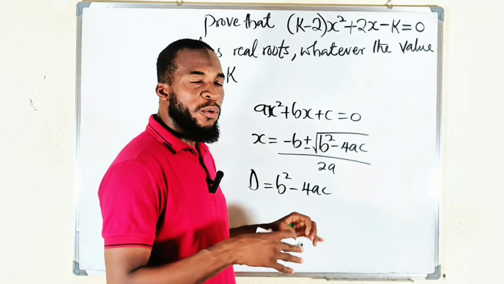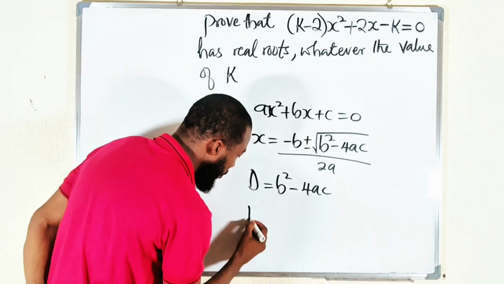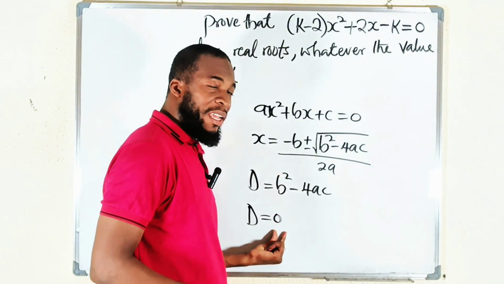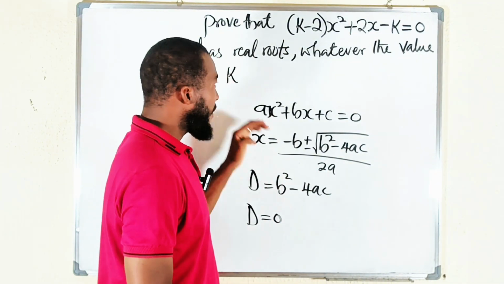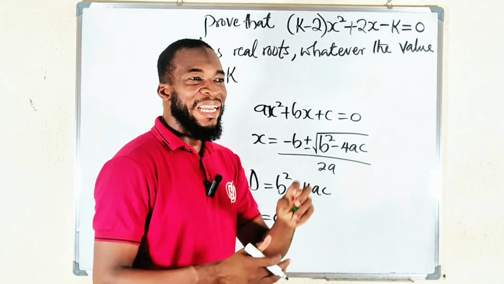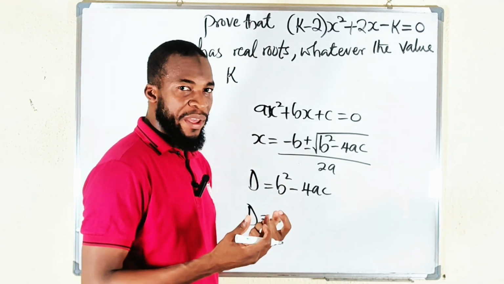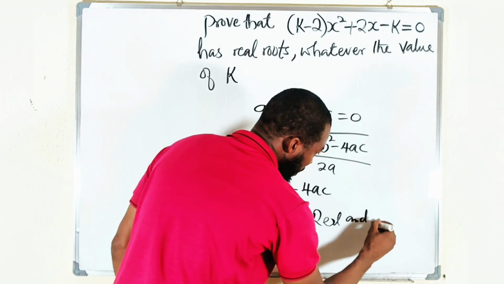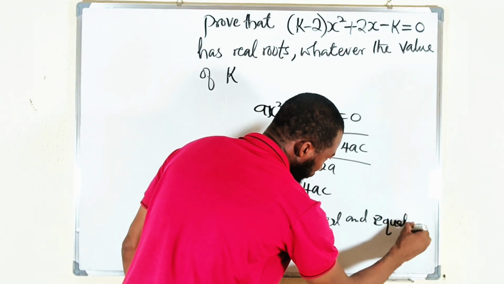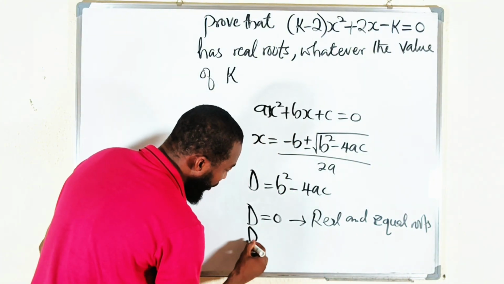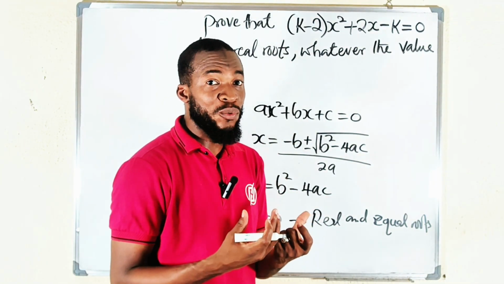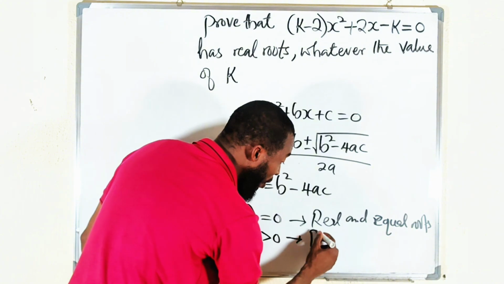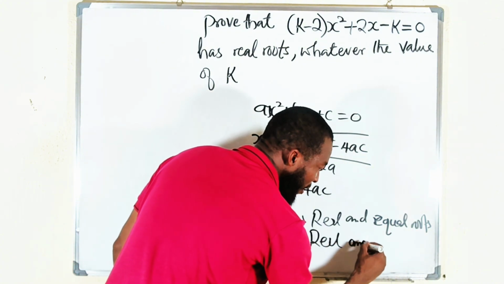Whenever you evaluate the discriminant and you realize the value is equal to 0, then such a quadratic equation has real and equal roots. So the roots are real, but they are the same. And sometimes you may evaluate the discriminant and get a value greater than 0. In that situation, we say that the roots are also real, but different. They are distinct.